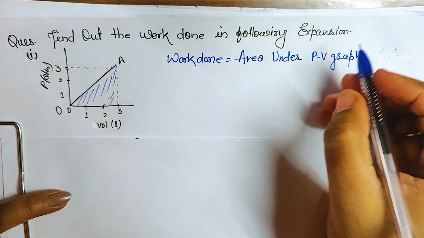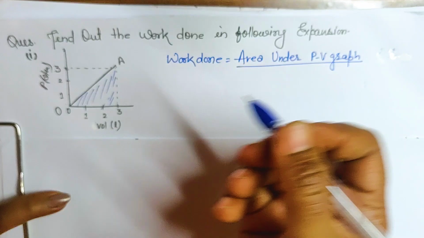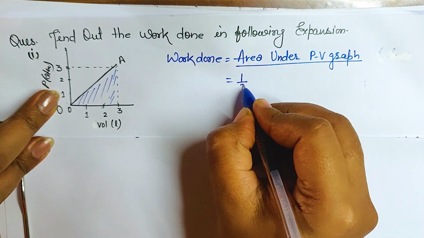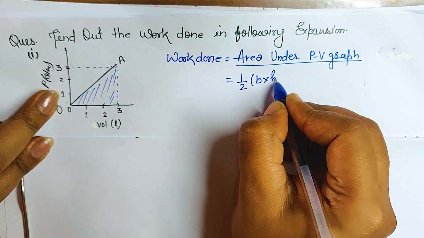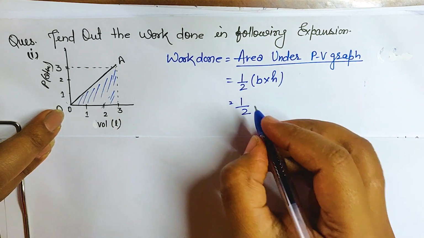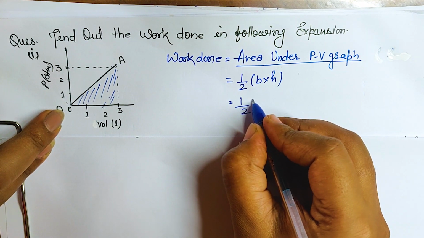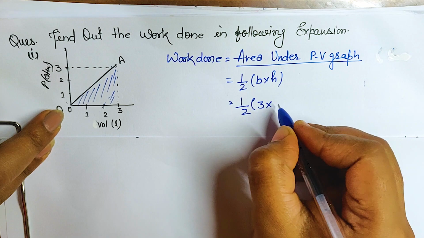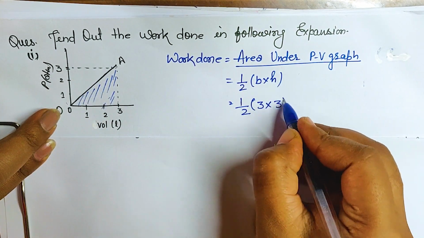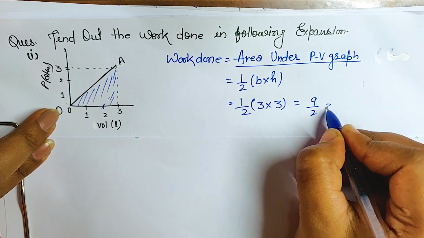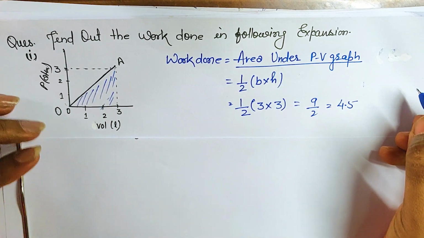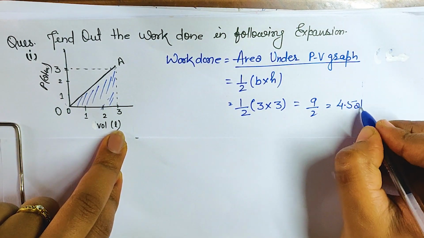We can see that it is a triangle, isn't it? So we can write half into base into height. The base is the change in volume, 0 to 3, that means 3. And the height is the pressure, 0 to 3, again 3. So we get 9 upon 2, that means 4.5. And what will be the unit for this? It is in ATM and it is in liter, so this will be ATM liter.